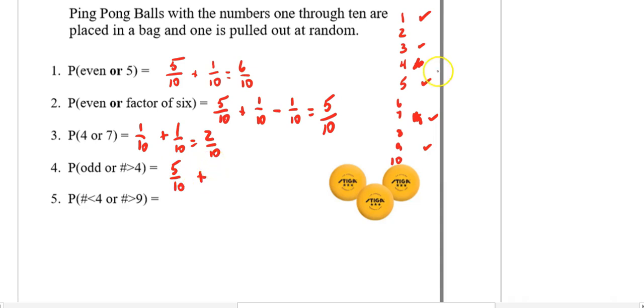Plus a number greater than 4. So numbers greater than 4 would be 5, 6, 7, 8, 9, 10. So there's 6 of those, so 6/10.